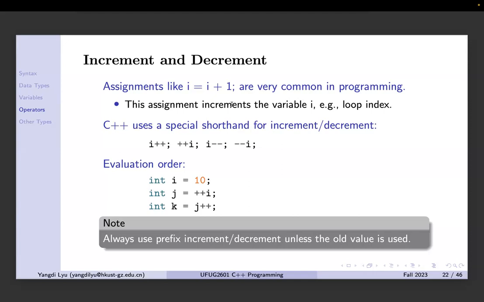So when we evaluate this one, we first store j's old value in some temporary variable. Then we increment j. Then we return this temporary value to k. So that's one more step. How about this one? We increment i by 1, then return i to j. So no problem. But the postfix needs some temporary location to store the old data of j. So whenever possible, use the prefix.